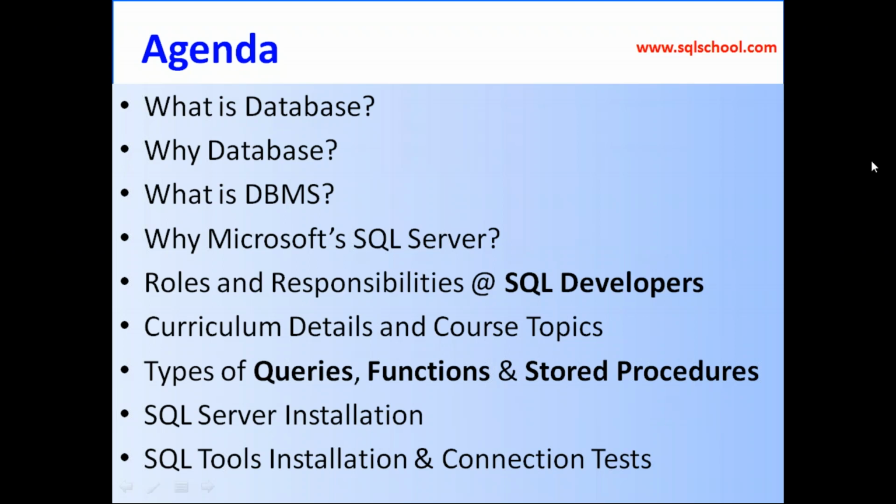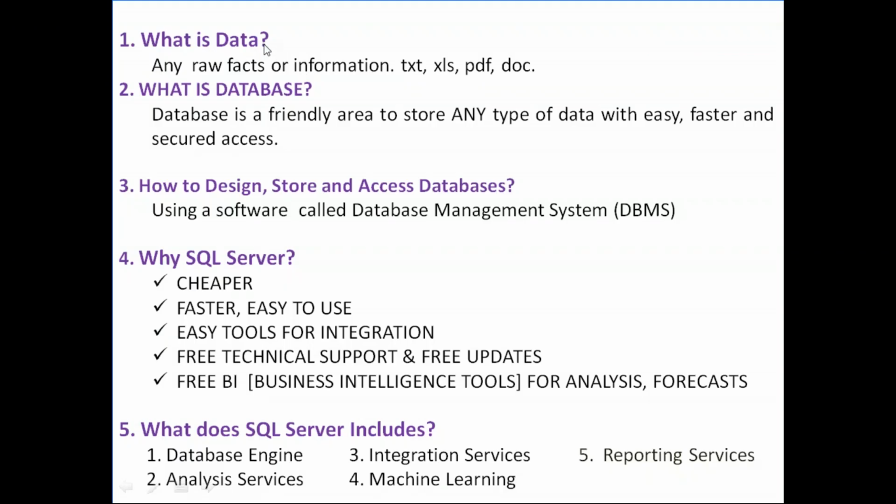First, let's understand the basic funda. What is data? Raw facts, information, any type of raw facts or information stored in text files, PDF, Excel, Doc, any type of format. And a database is a huge friendly area to store any type of data and any amount of data, for easy, faster, and secured access. Now we understood: data is raw facts, and to store huge amounts of data we have databases.